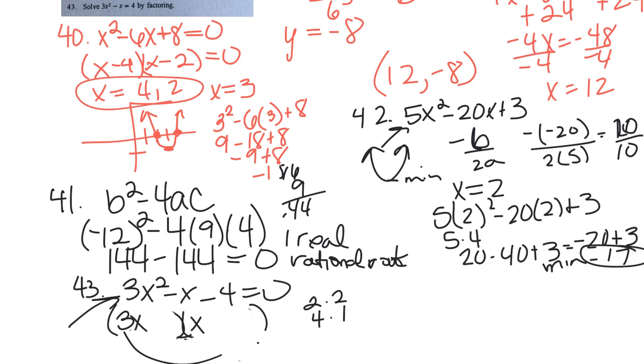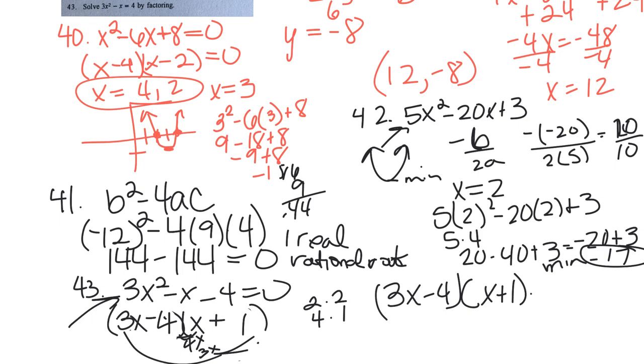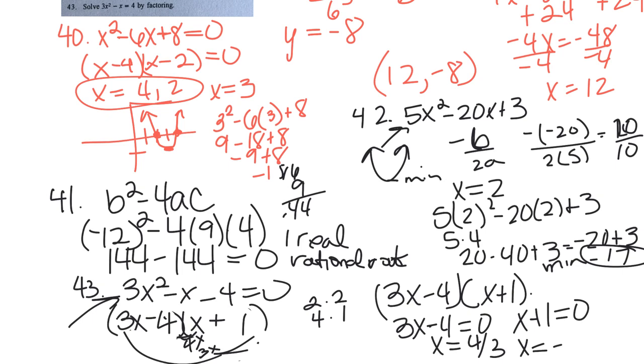So let's try putting the 4 with the 3 and the 1 with the x, and that gives me 3x and 4x. And that gives me, let's see, sign-wise, it needs to be negative 4 and positive 3. So I have 3x minus 4, and I have x plus 1. And it says to solve, not just to factor. So I have to take 3x minus 4 equal to 0, x equals 4 thirds, and x plus 1 equals 0, x equals negative 1. Those are my two answers.